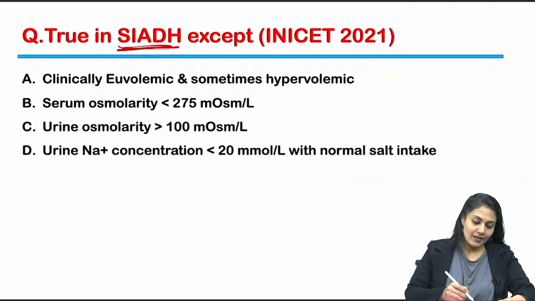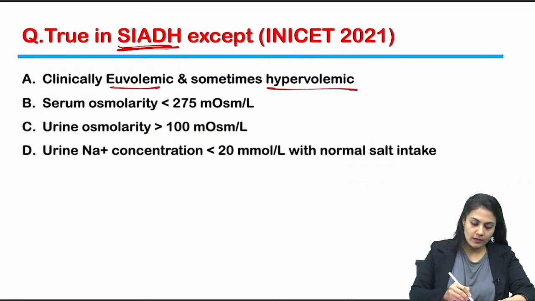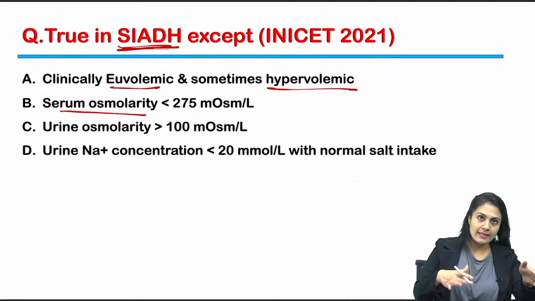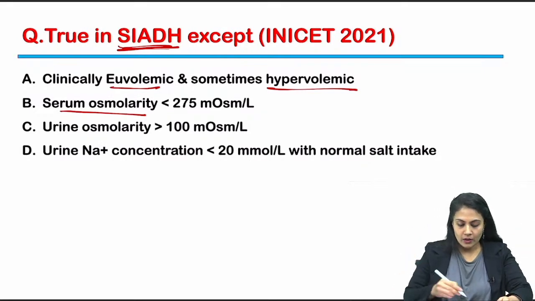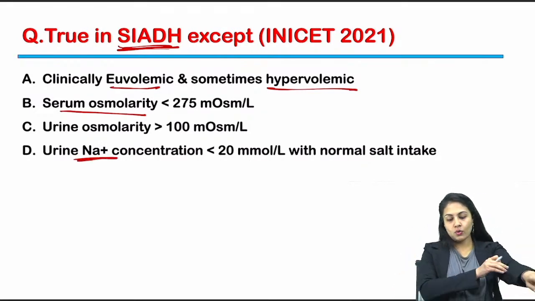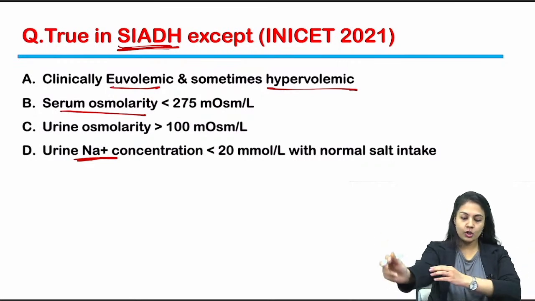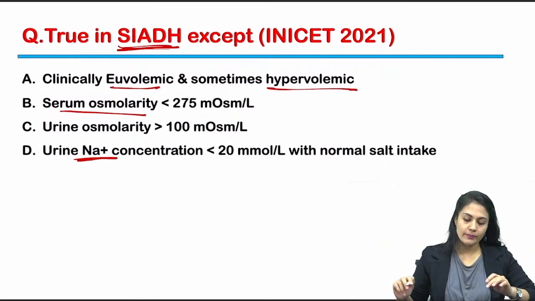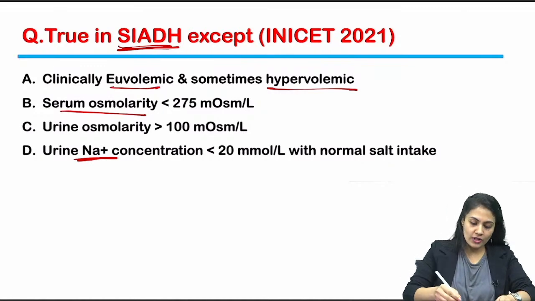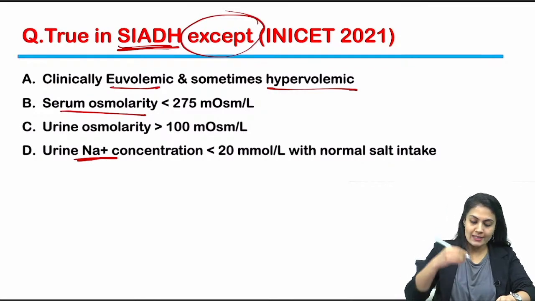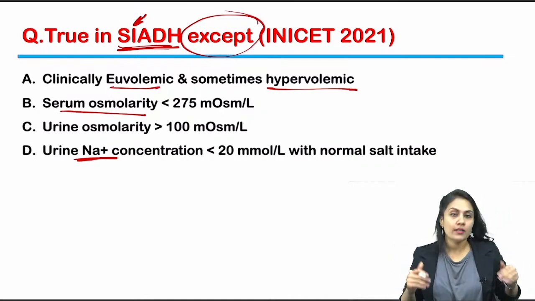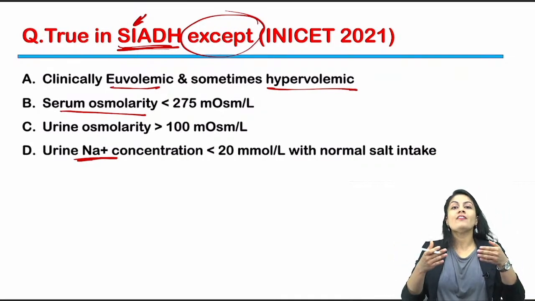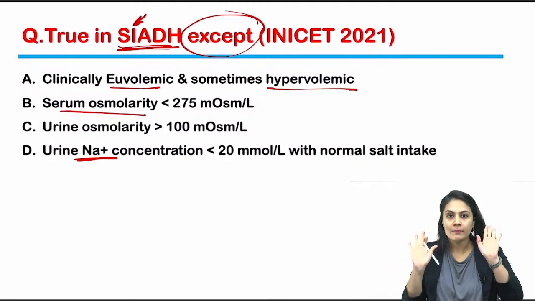All right. So Schwartz criteria: clinically euvolemic, sometimes hypervolemic. Serum osmolarity will be less than 275. Urine osmolarity will be more than 100. And the urine sodium concentration more than 20 millimole per liter. Now, understand SIADH except, we have to identify what is SIADH. It is syndrome of inappropriate ADH secretion. You can remember it as syndrome of increased ADH secretion for the remembering purpose.